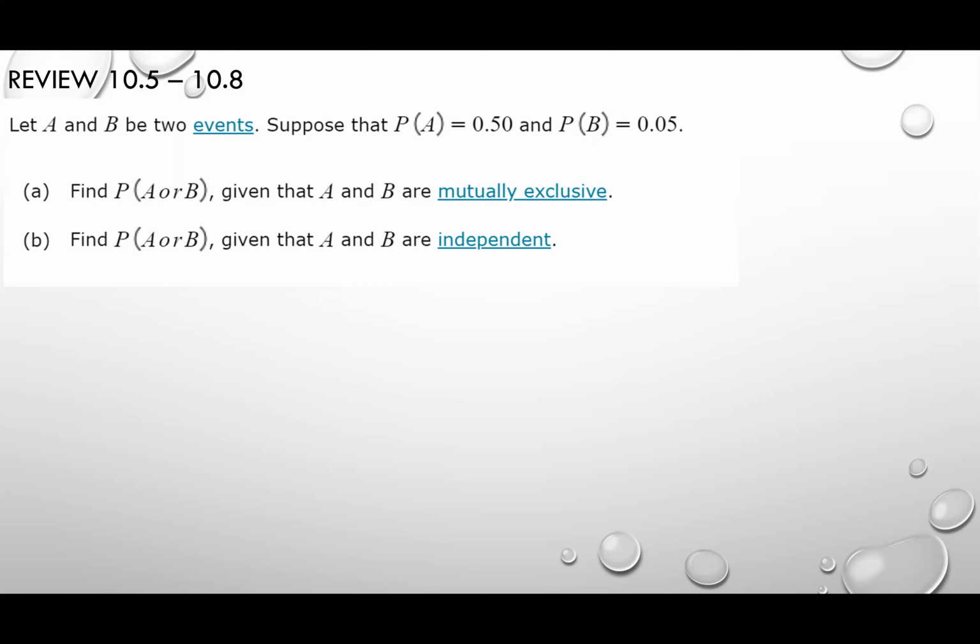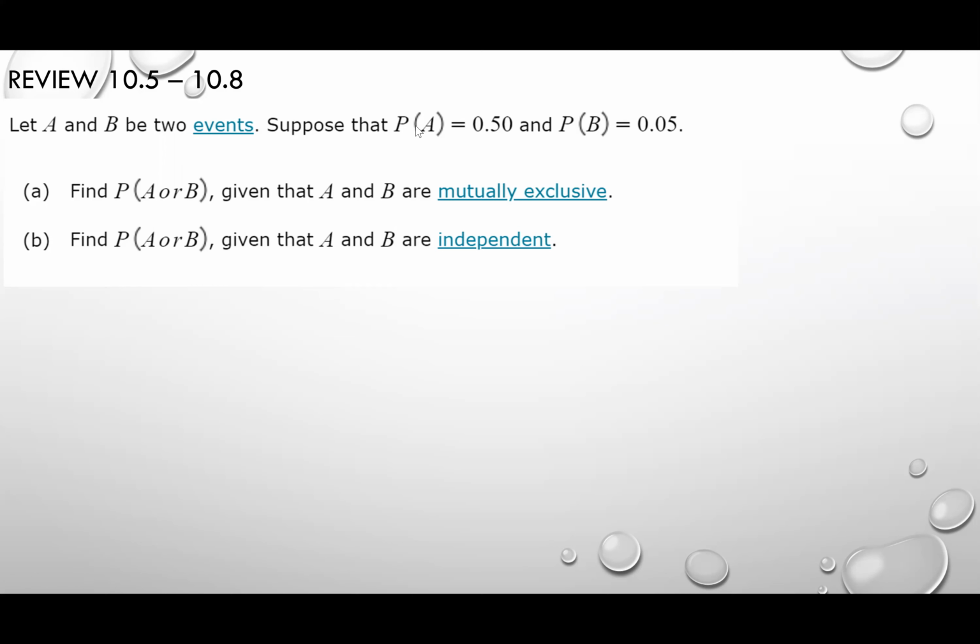They say let A and B be two events. So we have event A, event B. Suppose that P of A is equal to 0.5 and P of B is equal to 0.05. They ask you to find P of A or B, given the condition that they are mutually exclusive.